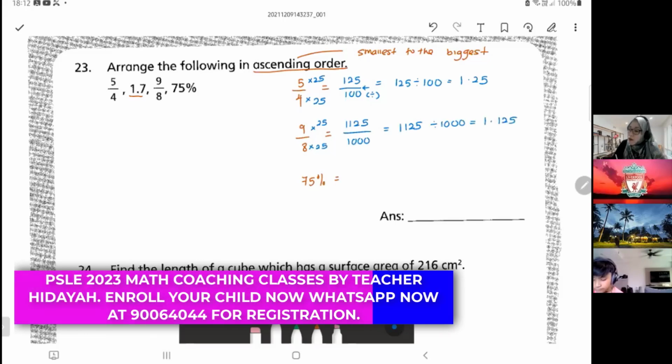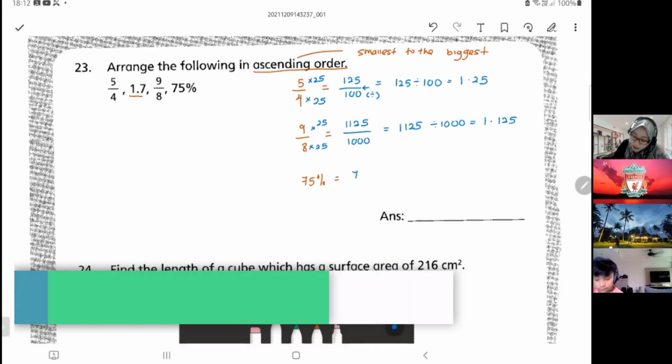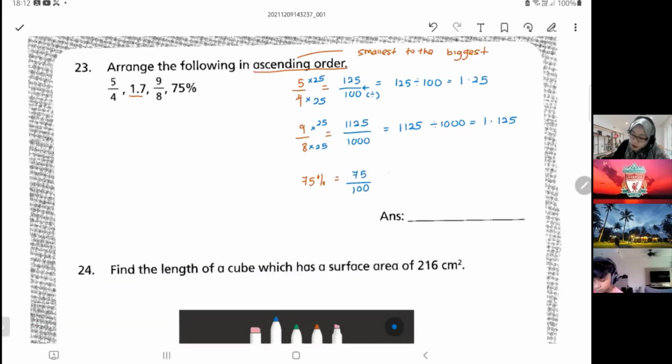Okay, now 75% is actually 75 over 100, which is 75 divided by 100. I get 0.75. Now everything is in decimal, right? Now I just have to make sure I know who comes first, who comes second, and next, right? So if you look at this, who is the smallest? I have 1.25. I have 1.125. I have 0.75. Okay. The smallest is this one.